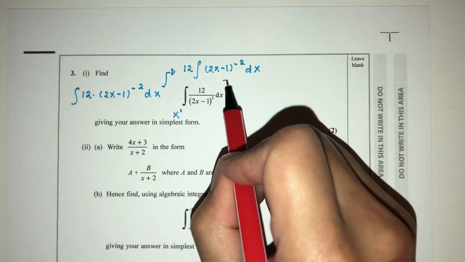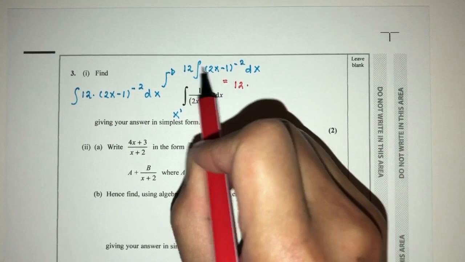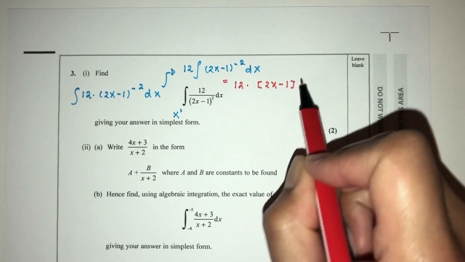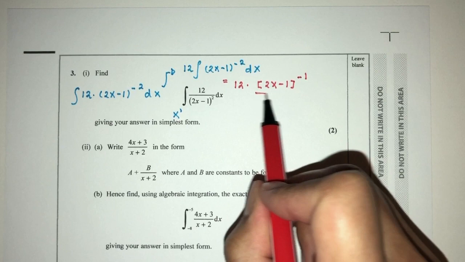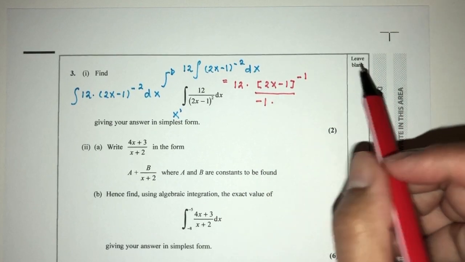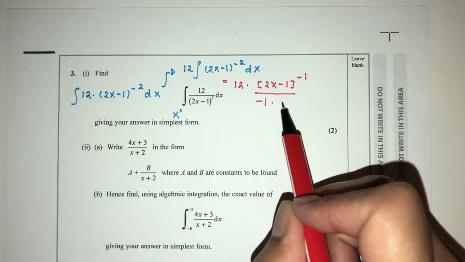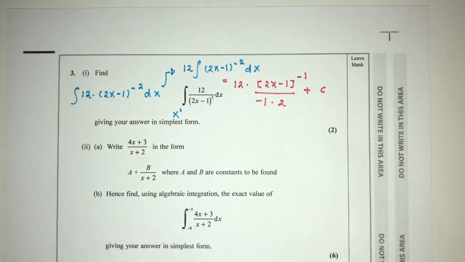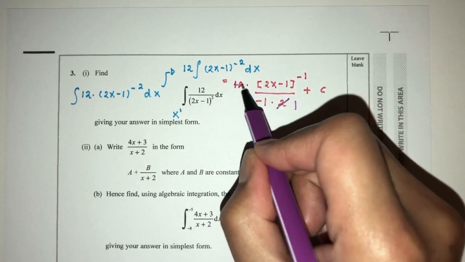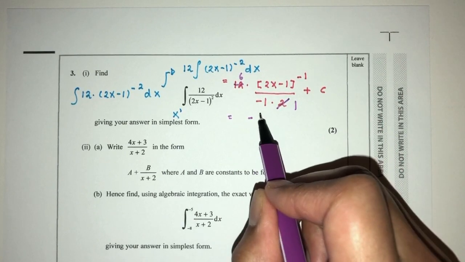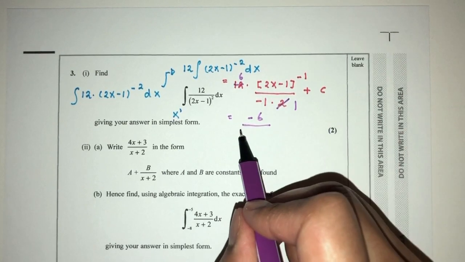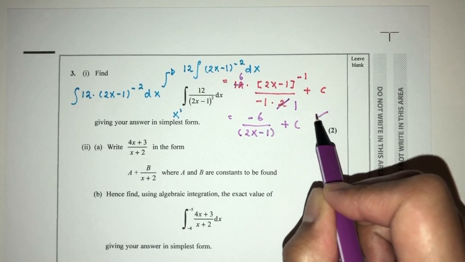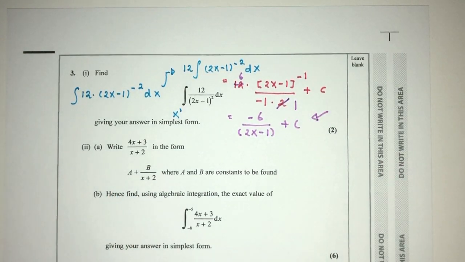Now simplify. 12 is 12, and this will become what? So first thing we have to increase the power by 1, that will be minus 1, then divide by the same power, then divide by d by dx of the value inside, that will be 2, and plus c, obviously, for your constant of integration. Now this will cancel out with this, so you will have minus 6 over 2x minus 1 plus c. So this is your answer for part 1 of the question.